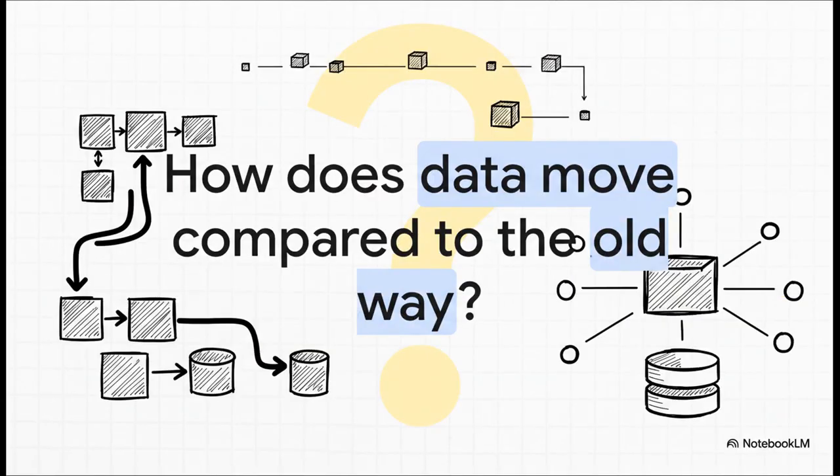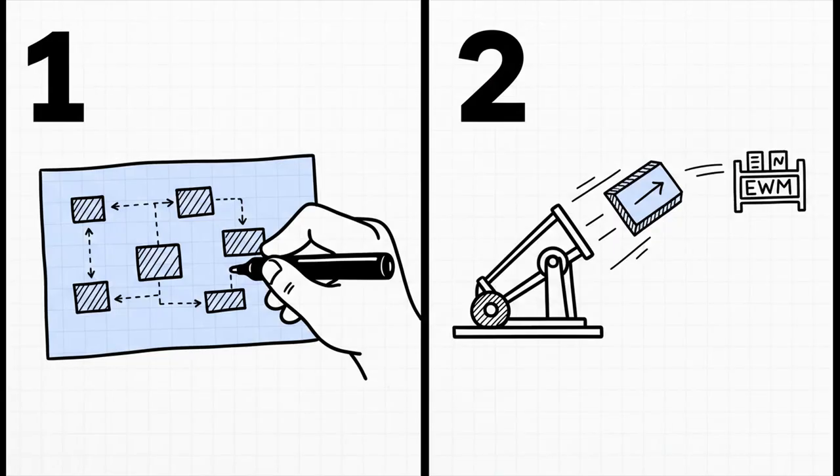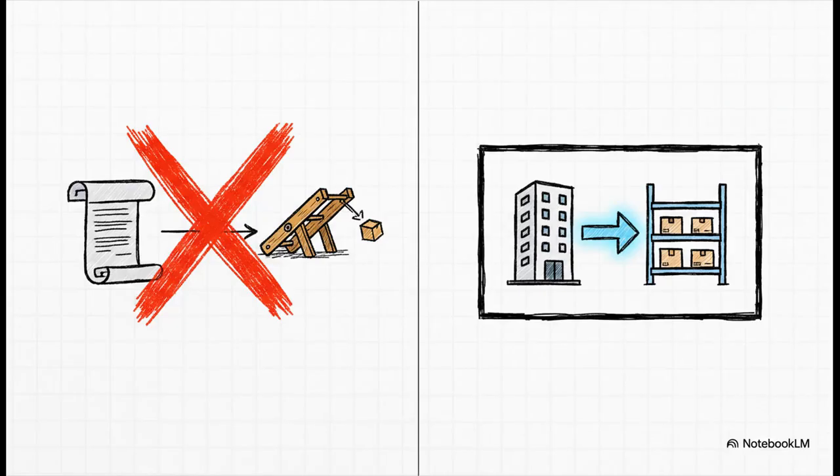So, the connection is built, but how does data move now compared to the old decentralized way? Well, the biggest change is that the core interface, or CIF, is totally gone. It's direct now. Remember, with decentralized systems, you had to create and then activate integration models to push data. But with embedded EWM, that whole application is gone. It makes things so much more seamless.